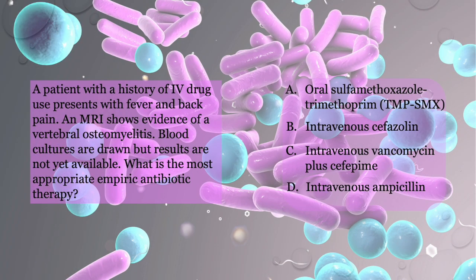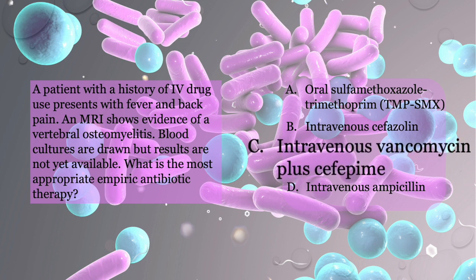A patient with a history of IV drug use presents with a fever, back pain, and MRI shows evidence of a vertebral osteomyelitis. Blood cultures are drawn, but results are not yet available. What is the most appropriate empiric antibiotic therapy? A, TMP-SMX, B, IV cefazolin, C, IV vancomycin plus cefepime, or D, IV ampicillin. What do you guys think?